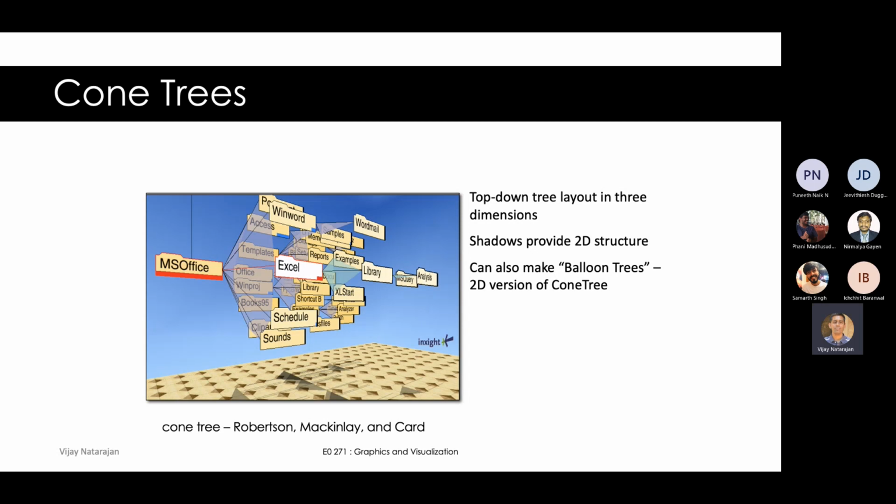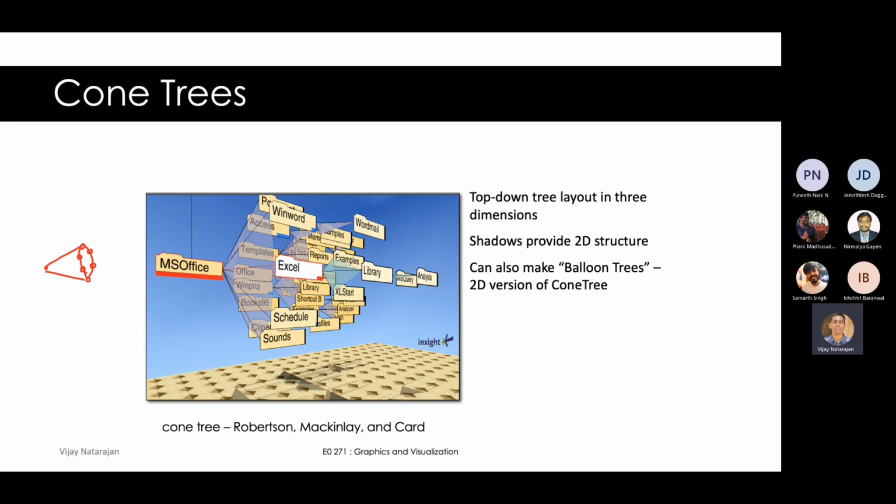So here is one example called the cone tree, which uses the 3D world, and the root is here. For example, the MS Office is the root, and all the children of this root are placed on a cone whose apex is the root. So if you can't see it like that, there is a cone centered at that root, and all the children are positioned along that cone, right? And then you do this recursively. So this is the idea. You do this in 3D.